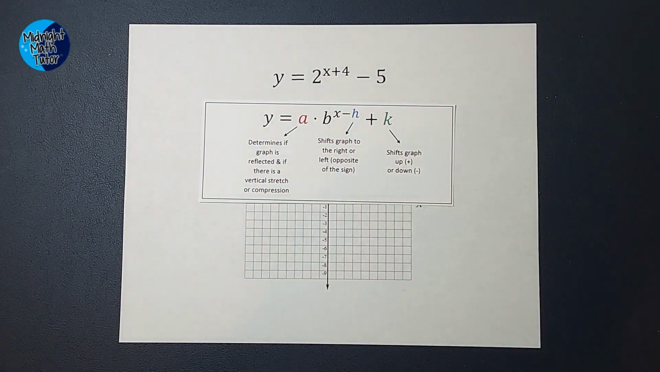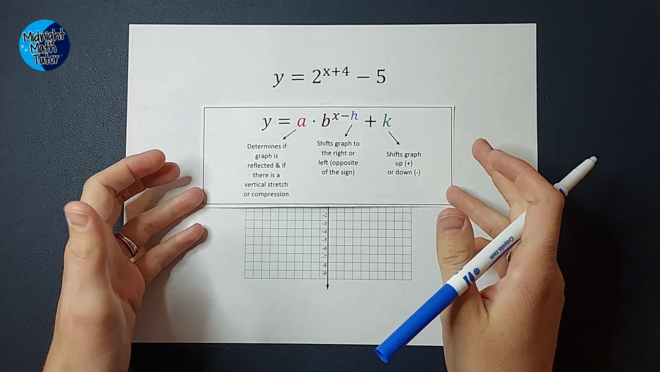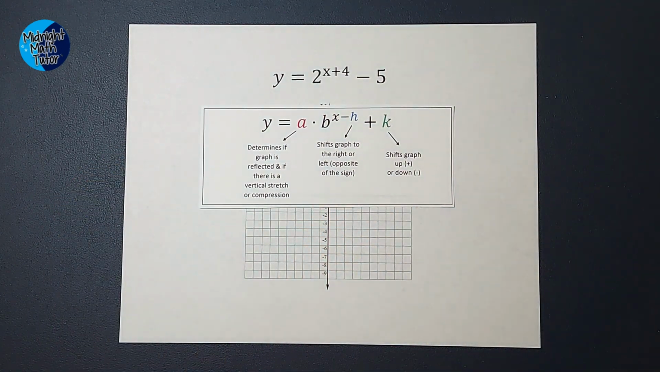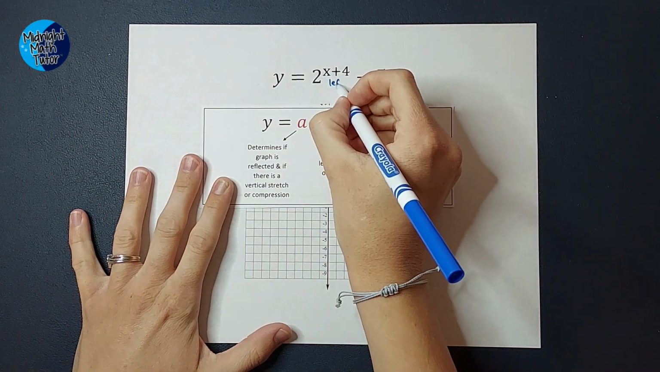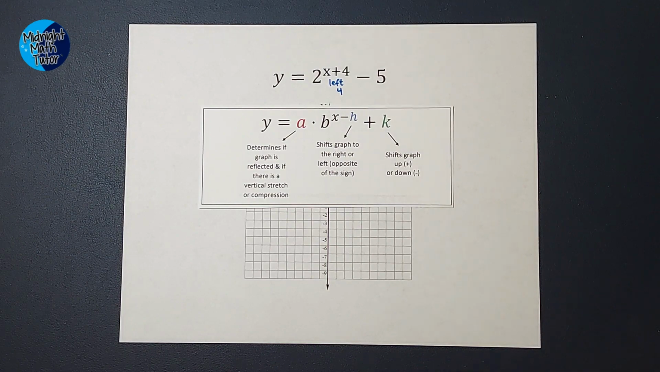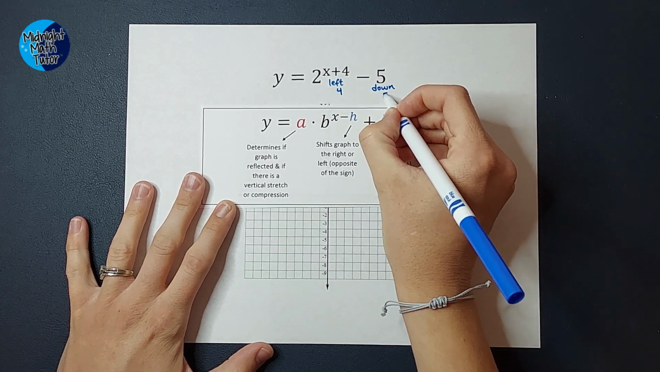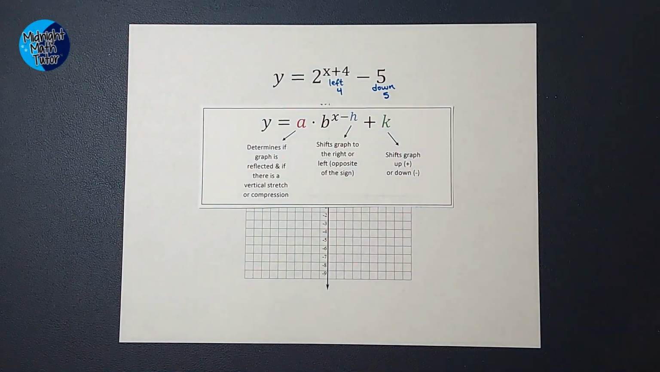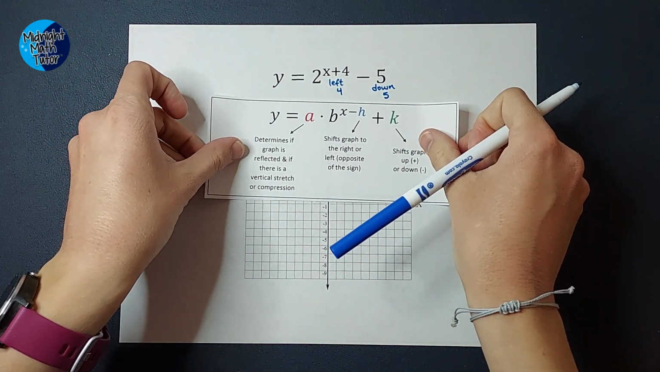So let's go ahead and just make a note of that really fast before I graph my parent graph, okay? So this plus 4 tells me that my parent graph is going to shift to the left 4, right? Left 4. And the minus 5 on the back tells me my graph is going to shift down 5, okay? So once I am ready for that, that is what my graph is going to do. Okay, now I am going to figure out what my parent graph looks like, okay?